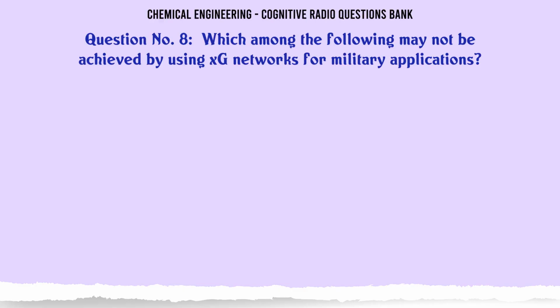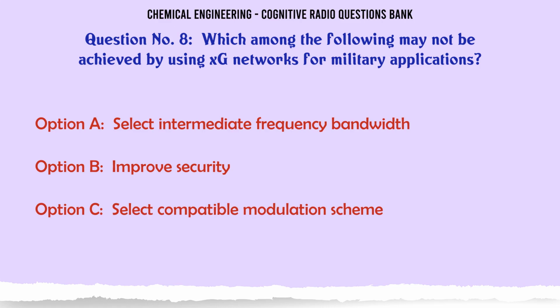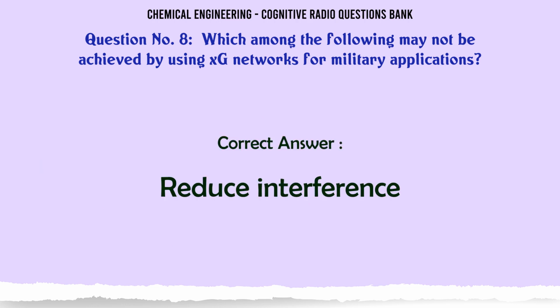Which among the following may not be achieved by using XG networks for military applications? A. Select intermediate frequency bandwidth. B. Improve security. C. Select compatible modulation scheme. D. Reduce interference. The correct answer is reduce interference.